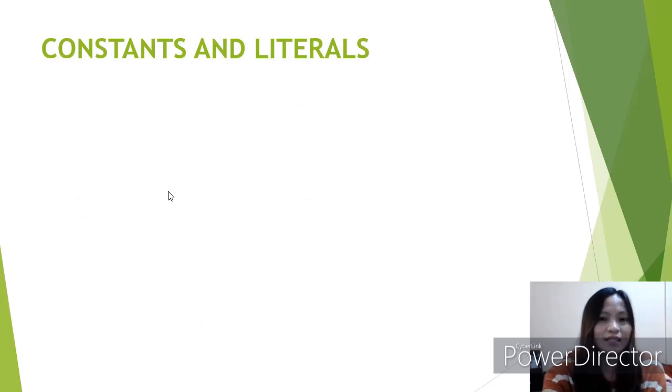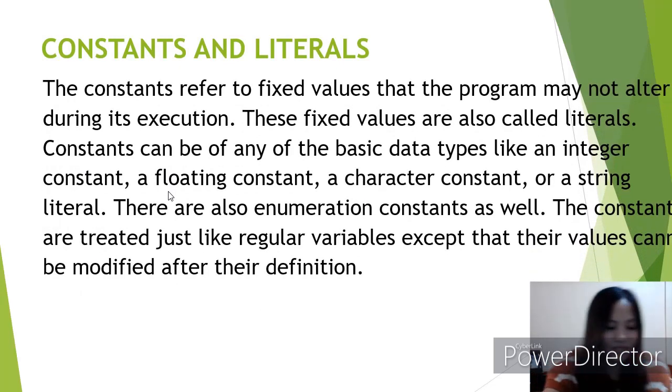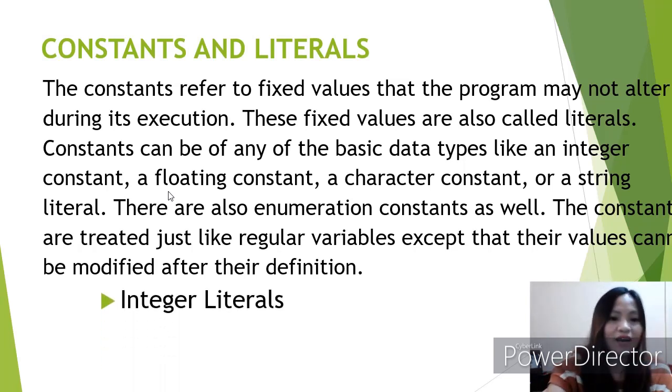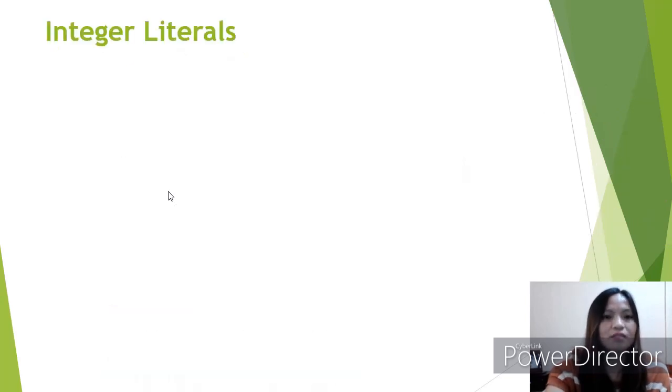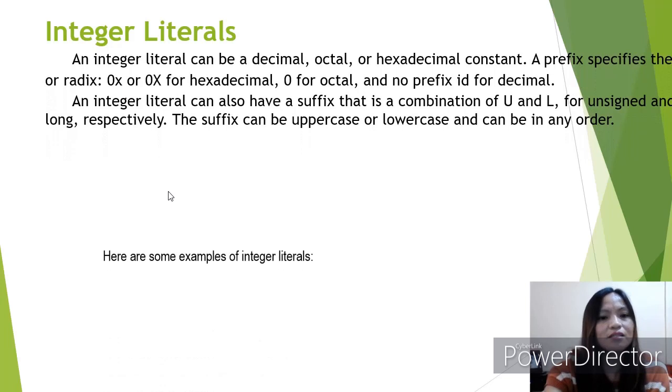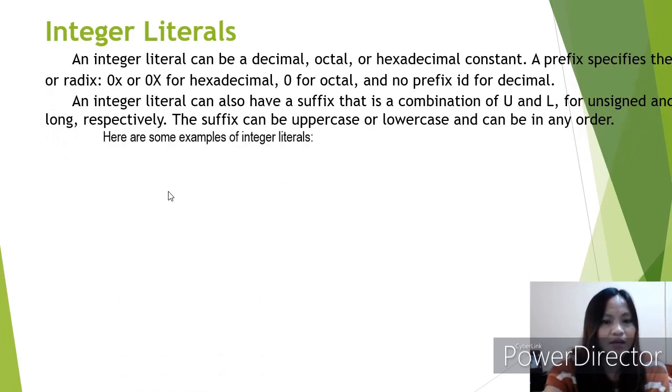Then, constants and literals. Constants refer to fixed values, so you can no longer alter its value during the execution. So this is the opposite of variables. It is also called literals. We have integer literals, floating point literals, and character constants. For integer literals, here are some examples of integer literals. So 212 is a decimal number. 215u, unsigned.